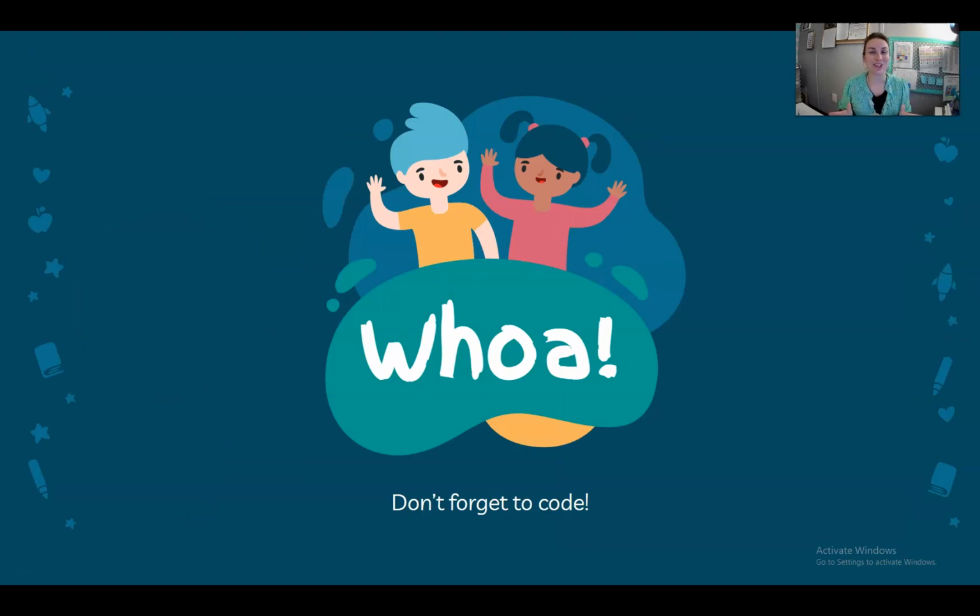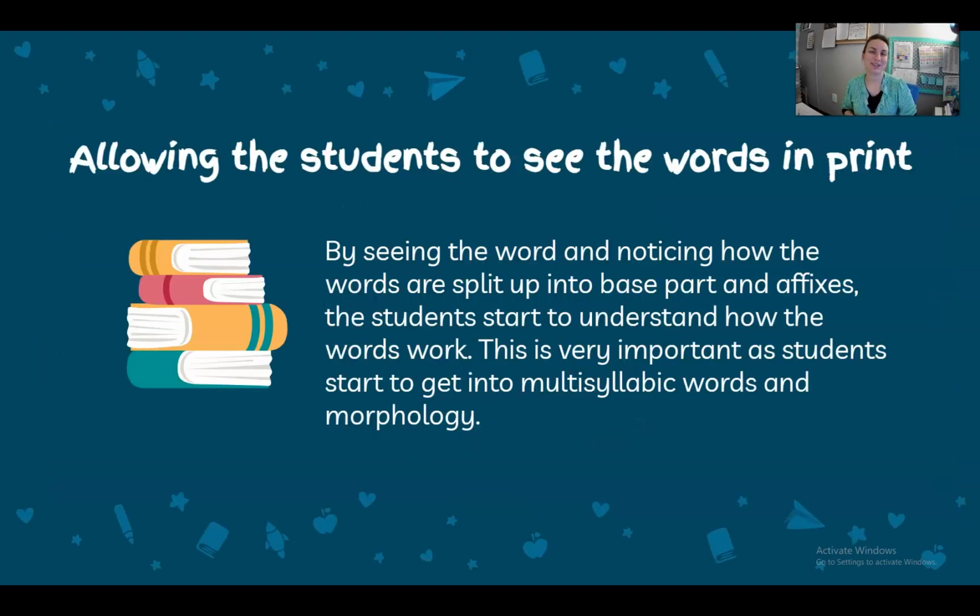Don't forget to code. This is one of the most important steps for our students so they can visually see the difference between base words and affixes. Allowing the students to see the words in print is going to help them understand the difference between these base words and a suffix or prefix. So I'm going to show you how this is going to help your students as they're interacting with you on the smartboard or a smart TV or even on just a piece of paper. This is going to help them as they're growing in their academics up into 3rd, 4th, 5th, and beyond as they're working with multisyllabic words and morphology.